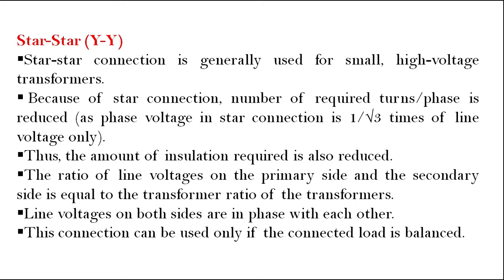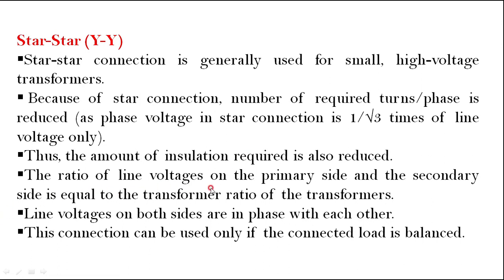Means for the number of conductors required to get a large value of line voltage, we need a smaller number of windings. The same thing is what he is telling: because of the star connection, the number of required turns per phase is reduced, as phase voltage in star connection is 1 by root 3 times that of line voltage. Thus, if the number of turns is less, the amount of insulation required is also reduced.